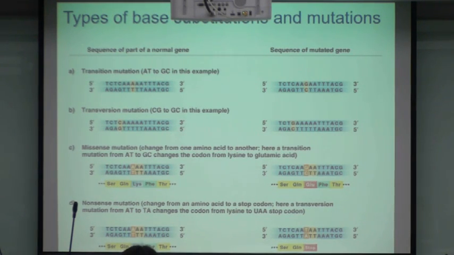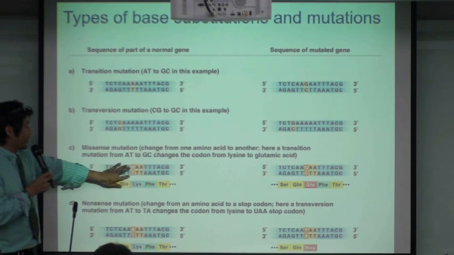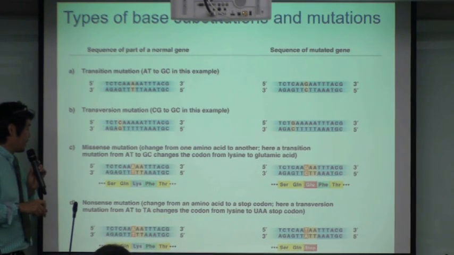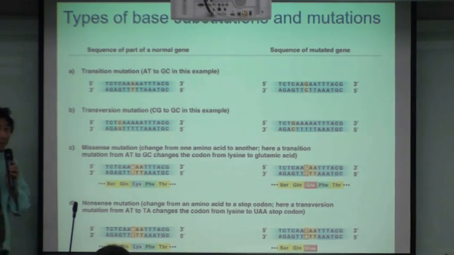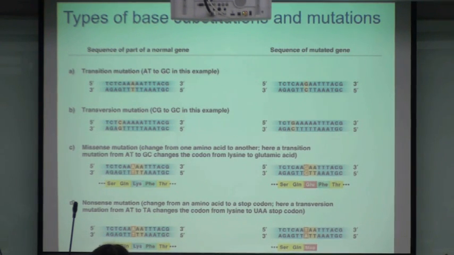One of the important ones that sometimes causes human disease is the missense mutation, where a mutation changes a codon that encodes one amino acid to encode another. So that will be one of the key ones. Some others will have a base change that creates a stop codon.